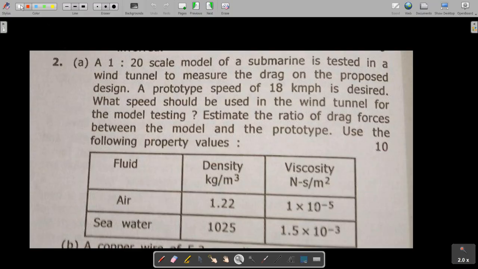Welcome back aspirants on MacTech 40, and today we will solve one question based on the Reynolds model law. This video will be one kind of revision type of video, because you all know the different model laws, Reynolds model law, Froude model law.